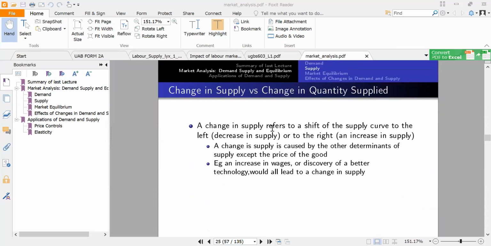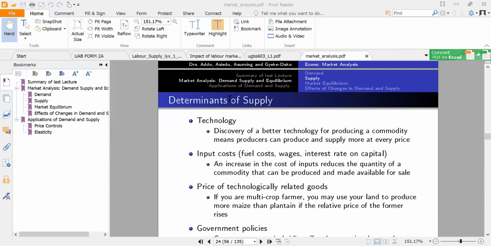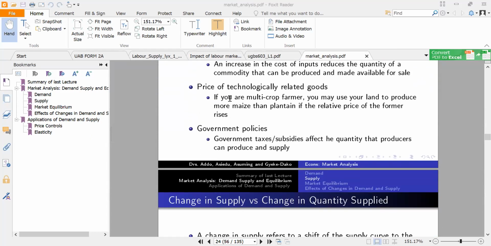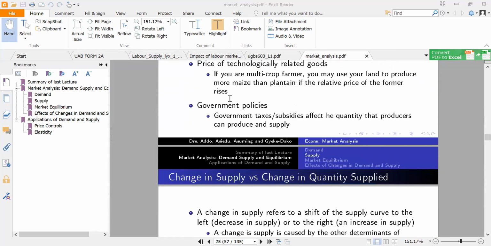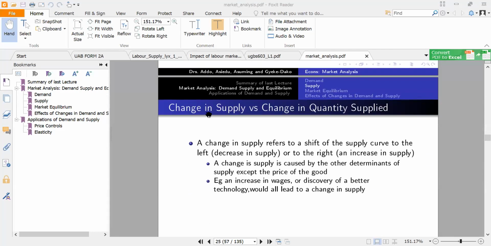So since we did that for the demand, we can also just go through for supply. Change in supply and change in quantity supplied. By now, you should know that a change in quantity supplied is driven only by changes in price, whilst change in supply is driven by all the other factors that we've talked about: technology, input, price of related products, and government policies. They will cause a change in supply, whilst prices will change quantity supplied.